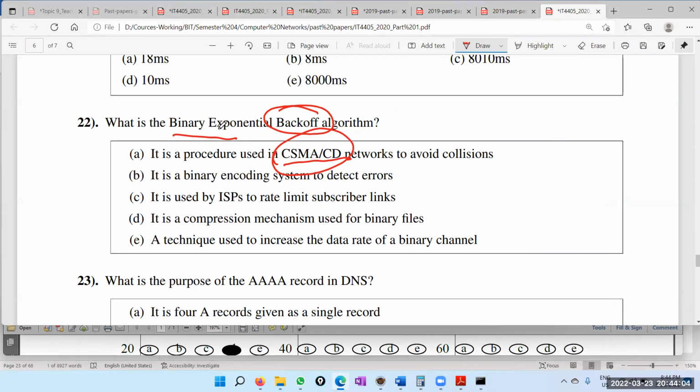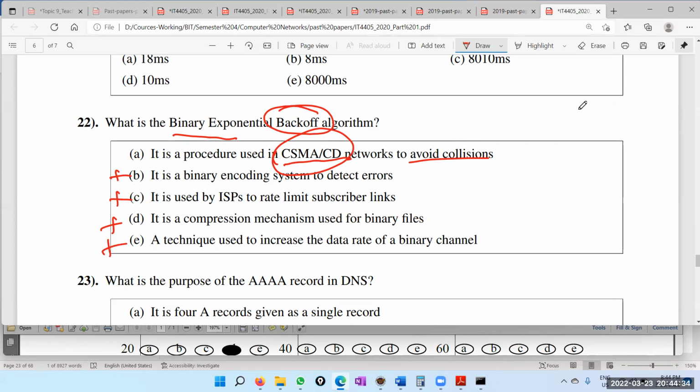Right, what is the binary exponential backoff? It is a procedure used in CSMA/CD networks to avoid collision. Yes, right. So in a way we try to avoid collisions, but anyway, let's see whether there's a better answer. It is a binary encoding system. No. It is used by ISPs to rate limit. No. It is a compression mechanism. No. A technique used to increase data rate. No. Yes. So we can say it's sort of avoiding.